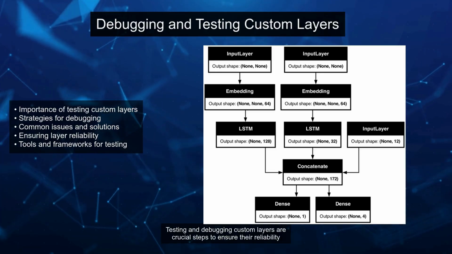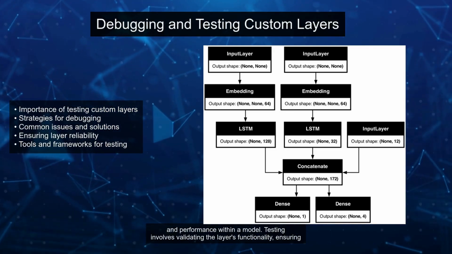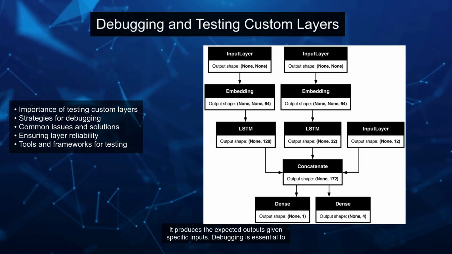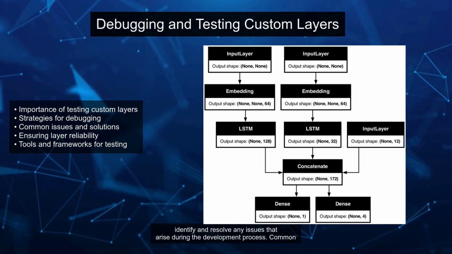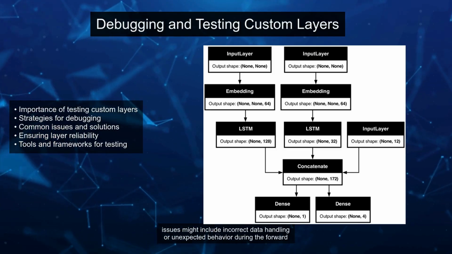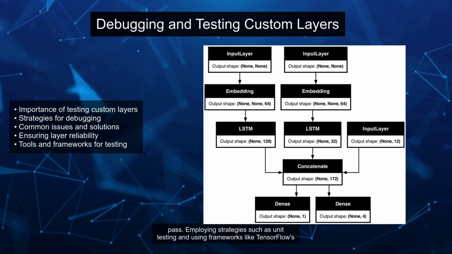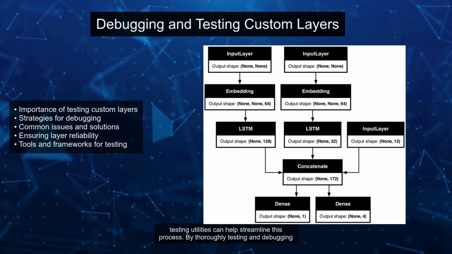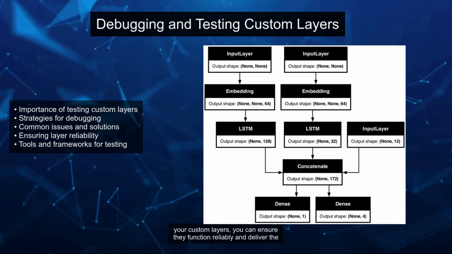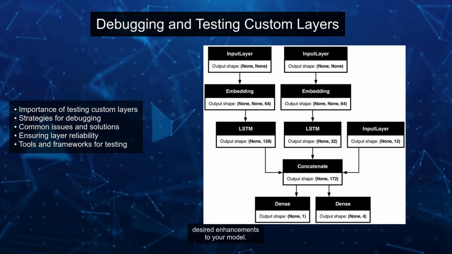Testing and debugging custom layers are crucial steps to ensure their reliability and performance within a model. Testing involves validating the layer's functionality, ensuring it produces the expected outputs given specific inputs. Debugging is essential to identify and resolve any issues that arise during the development process. Common issues might include incorrect data handling or unexpected behavior during the forward pass. Employing strategies such as unit testing and using frameworks like TensorFlow's testing utilities can help streamline this process. By thoroughly testing and debugging your custom layers, you can ensure they function reliably and deliver the desired enhancements to your model.